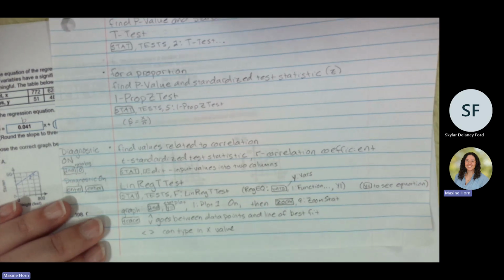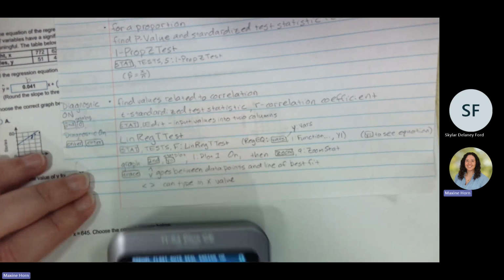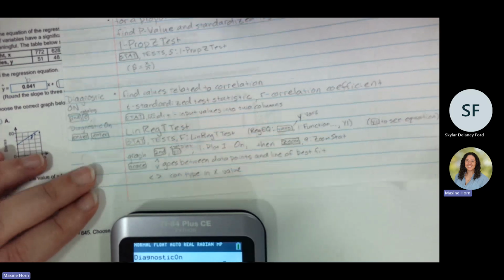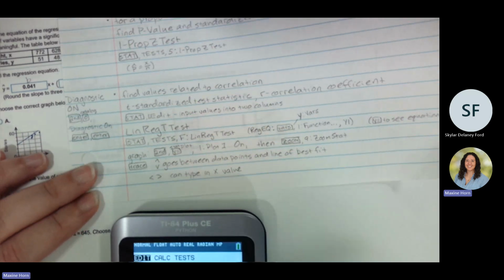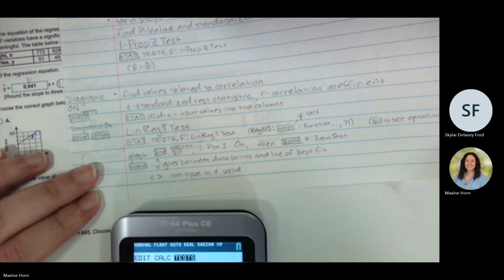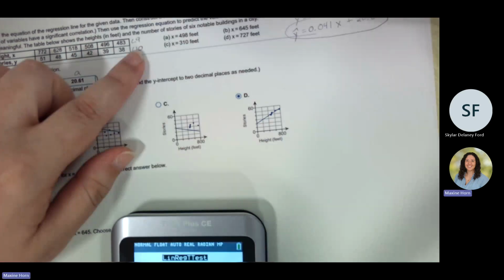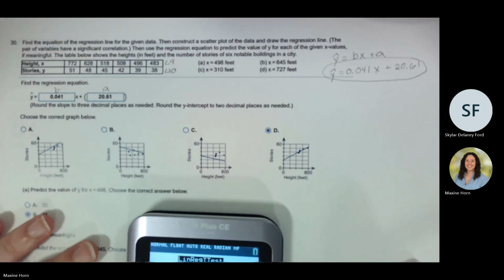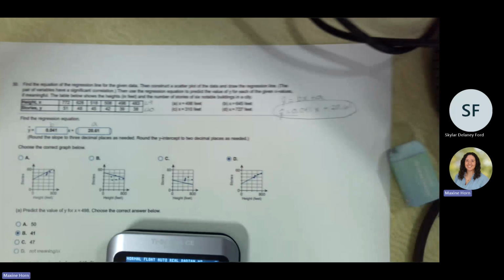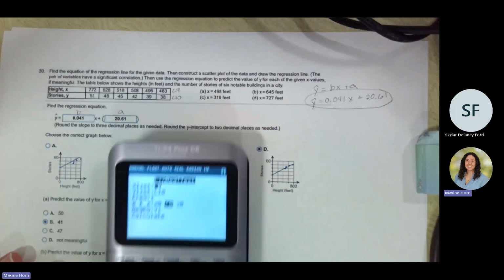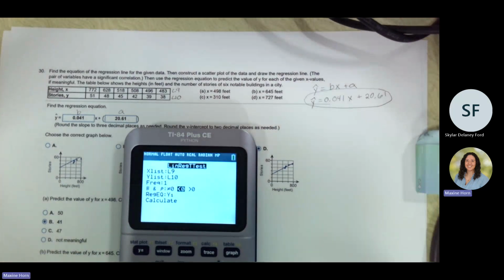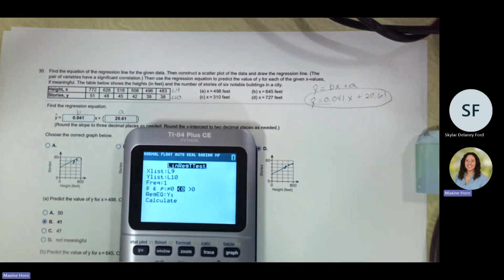Okay, so now what I'm going to do is I want to graph this. Okay, so I'm going to go to, oh, did I actually do that? I don't remember. Yeah, 9 and 10. Okay, so yeah, I did. I told it y1.